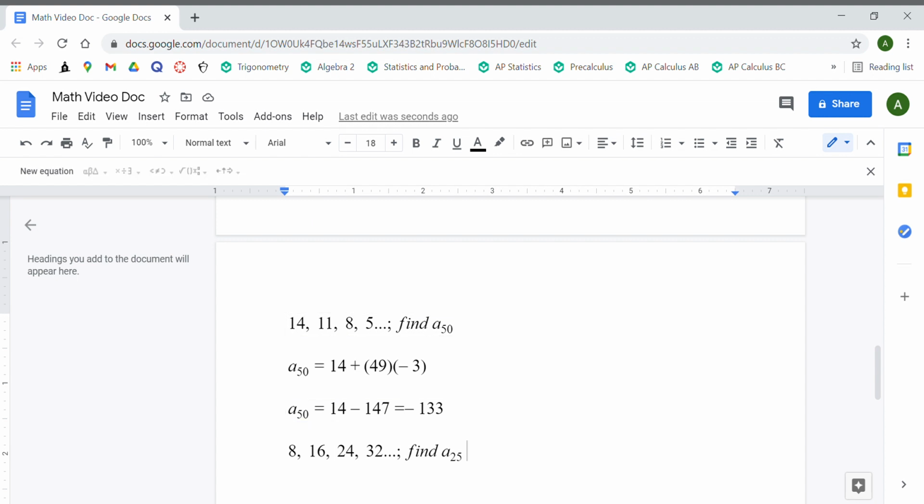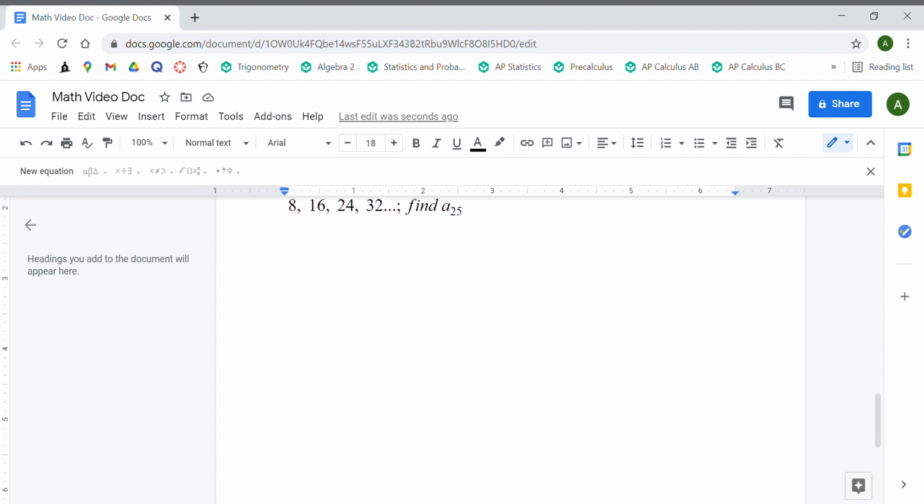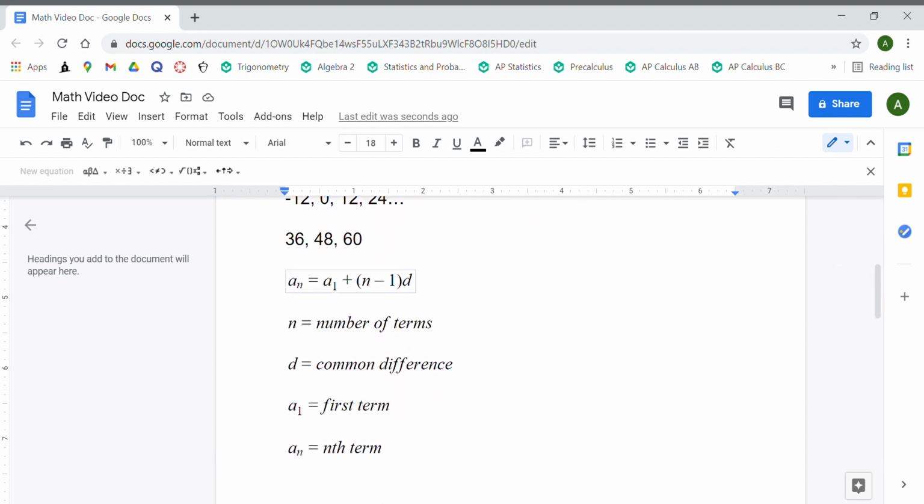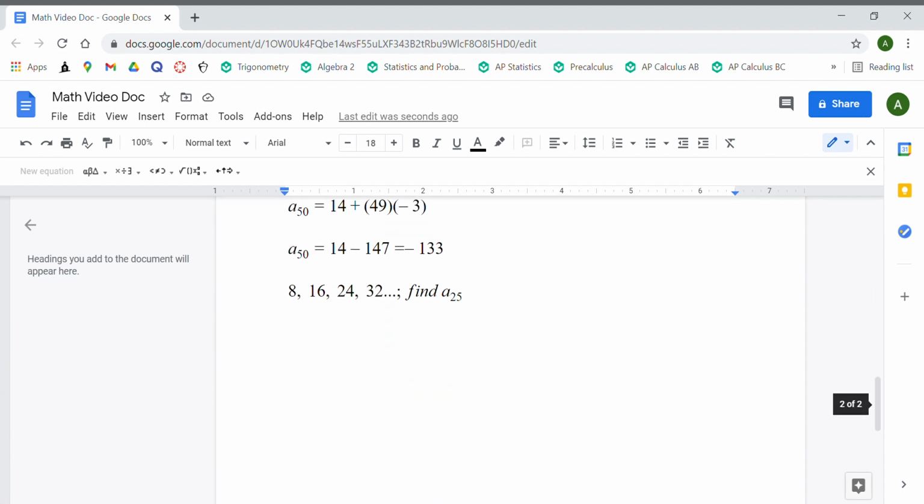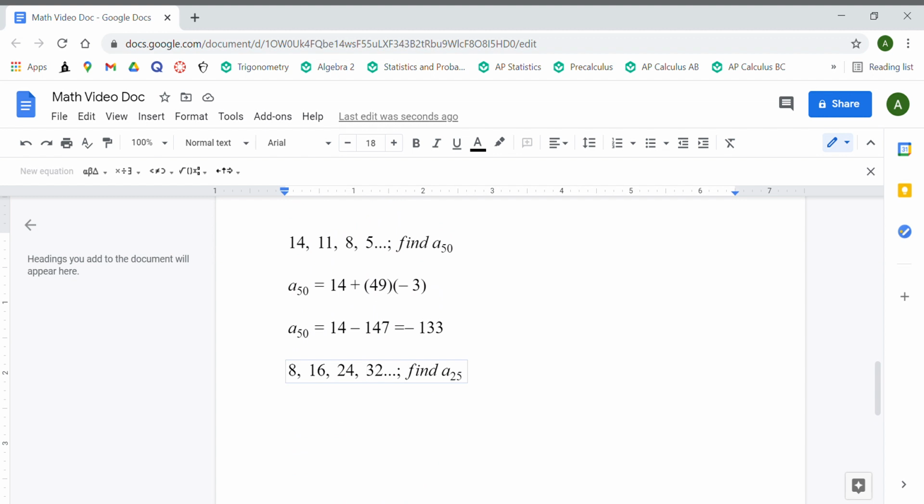Why don't you try this one? We have 8, 16, 24, 32, find a sub 25. So I want you to use this formula right here. Copy it down if you need to. Okay, now I want you to use that formula to find the 25th term of the sequence.